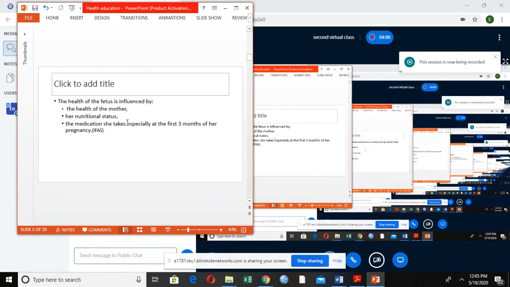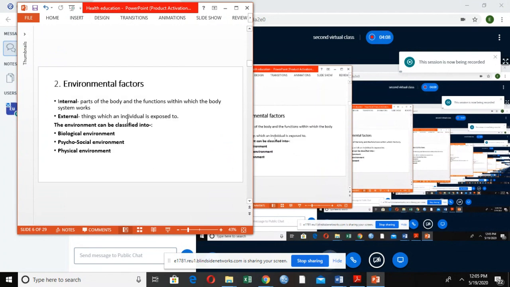Then another factor that also will determine the health status of a person is environmental factors. This can be either internal or external. Internal, this is factors that are inside the human body. These are part of the body, and the function within the body systems and how it works. For example, the homeostasis. Is the homeostasis okay? Homeostasis is the mechanism under which the body is able to control its internal environment.